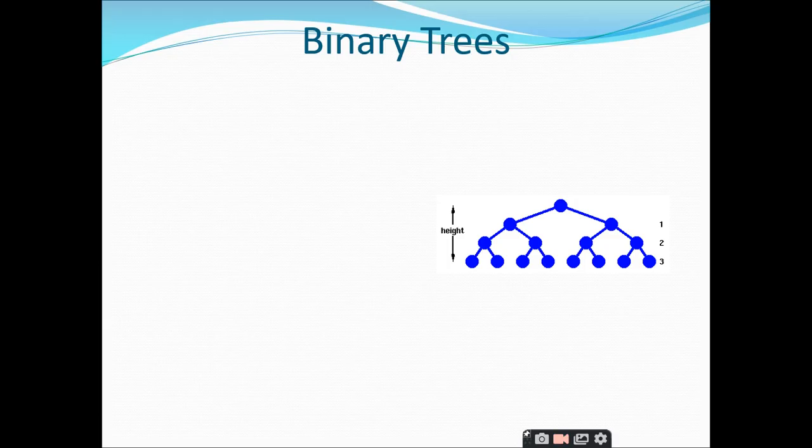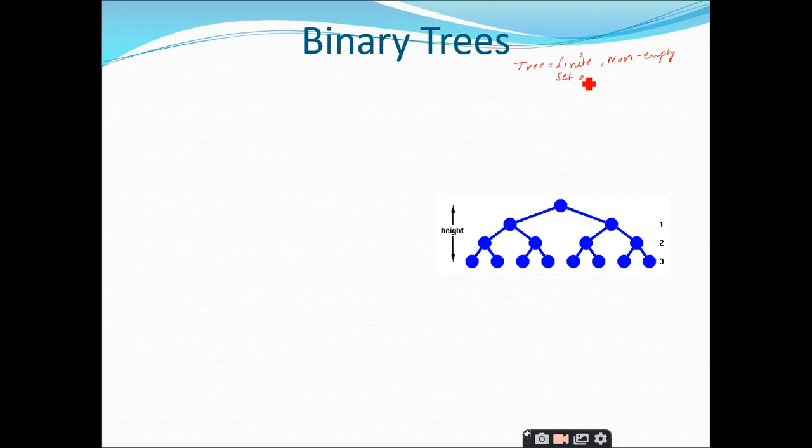So can anybody tell me what is a tree? How can you define a tree in data structures? Finite non-empty set of elements. Right. So it is a finite and non-empty set of nodes.